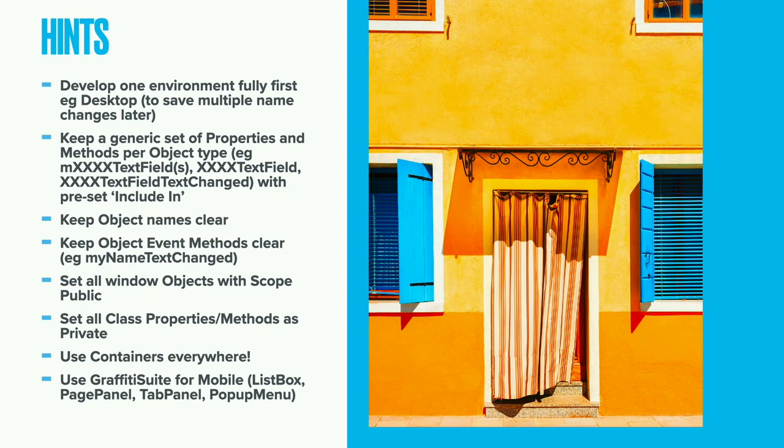And as I've said down here, if you're just doing desktop and web, they're fairly similar. If you are going mobile, then I would suggest you seriously look at getting Graffiti Suite because it does give you a proper looking list box called a Graffiti Grid. It gives you page panels, tab panels, pop-up menus, and a whole host of other things to make your programming very similar between the different environments.